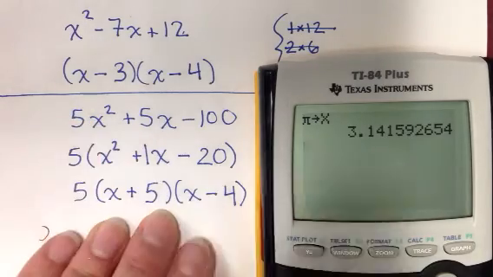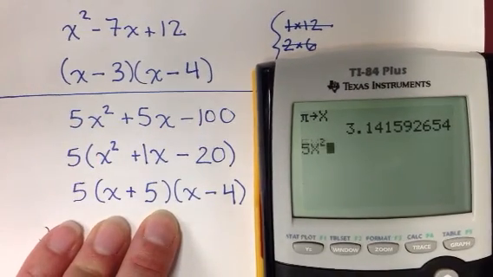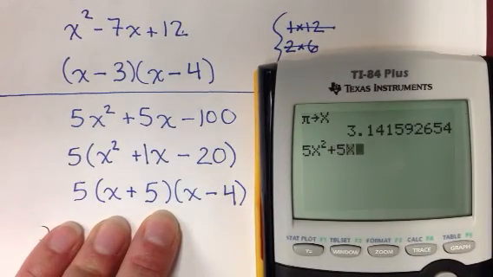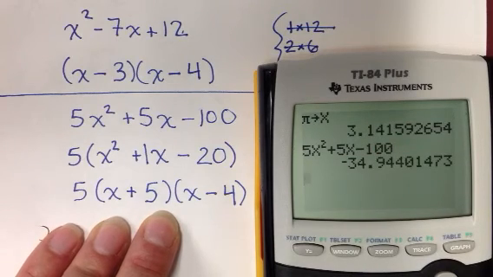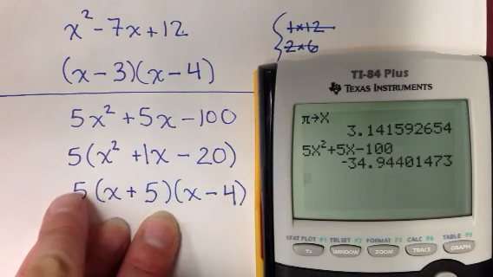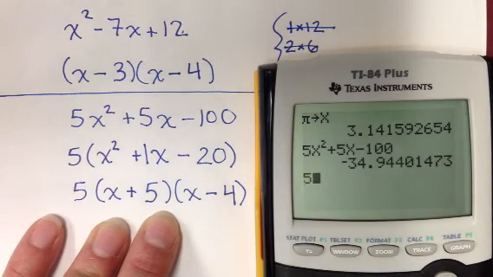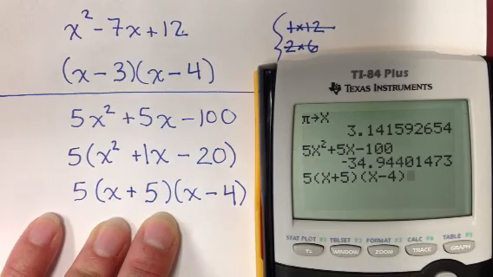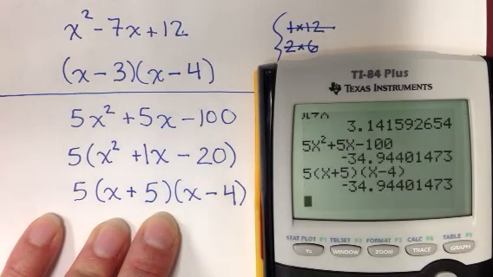So I'm going to put in the original problem, 5x squared plus 5x minus 100. Find out what that is, leave it up there so I can see it, and then I'm going to put in my final answer. 5 parentheses x plus 5 parentheses parentheses x minus 4. Okay, and they are equivalent. So because they are the same, I know that I have factored correctly.